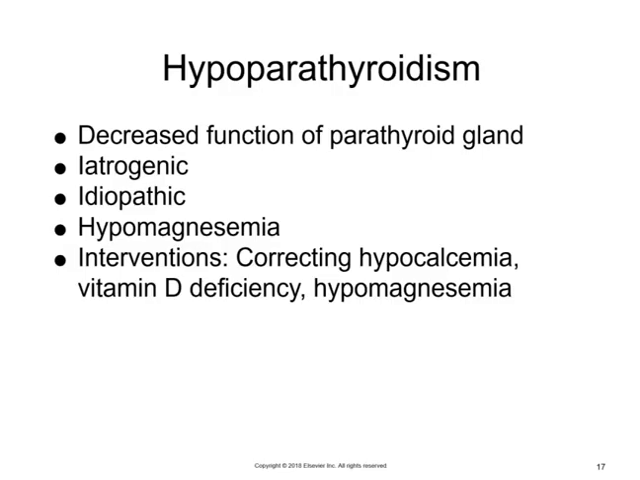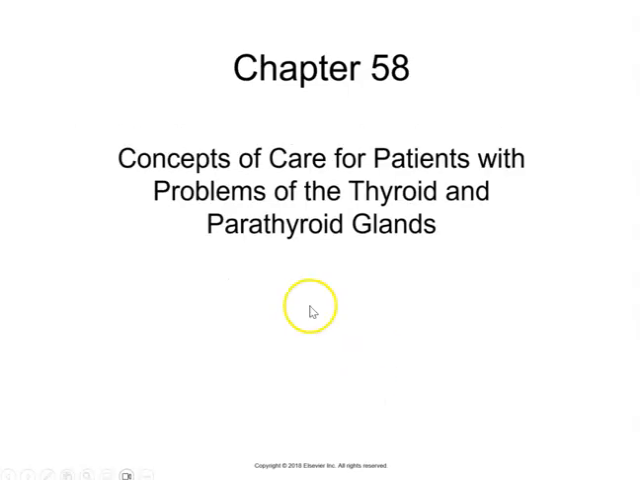Hypomagnesemia is going to be caused by hypoparathyroidism. So they're going to have low mag that suppresses PTH secretion and may interfere with the effects of PTH on the bone, which helps absorb calcium and vitamin D. And this concludes Chapter 58, Concepts of Care for Clients with Problems of the Thyroid and Parathyroid Glands.